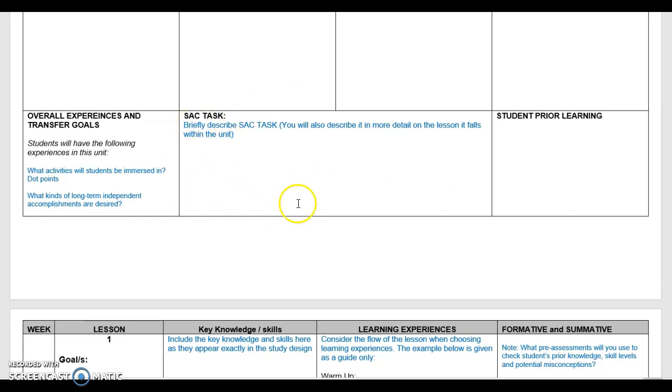And tell us the importance of where it falls within the unit here. Student prior learning. So you need to be thinking about what experiences and what learnings the student has undertaken previously. It might be last semester. It might be last year, if you're looking at year 11. It might be in the junior sciences. Okay, but you need to be thinking, well, have they experienced this topic before? What do they know?